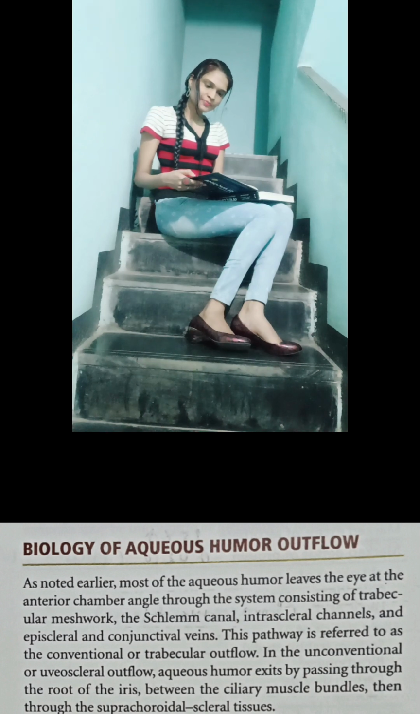As noted earlier, most of the aqueous humor leaves the eye at the anterior chamber angle through the system consisting of trabecular meshwork, the Schlemm canal, intrascleral channels, and episcleral and conjunctival veins. This pathway is referred to as the conventional or trabecular outflow. In the unconventional or uveoscleral outflow, aqueous humor exits by passing through the root of the iris, between the ciliary muscle bundles, then through the suprachoroidal scleral tissues.